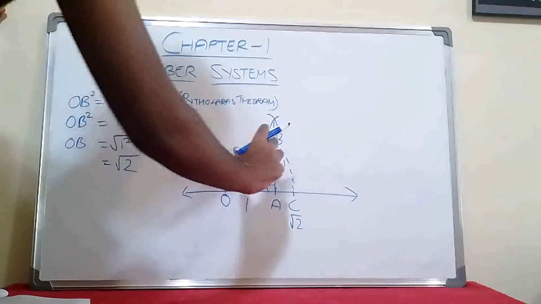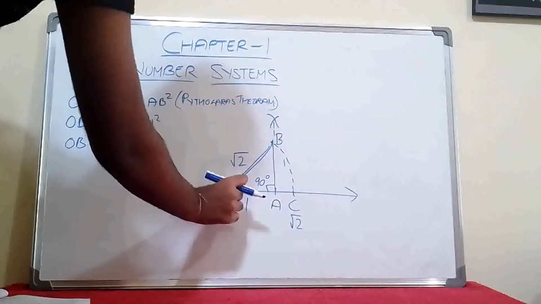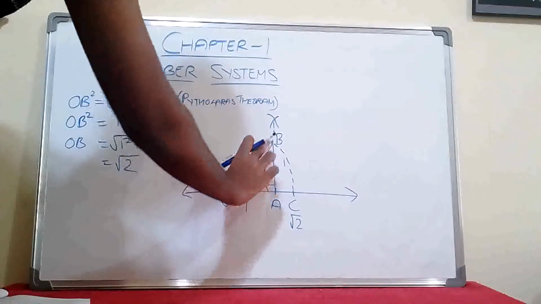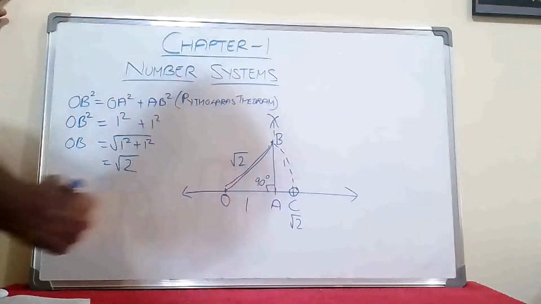This is root 2 units. This is root 2 inch. So you keep your compass needle over here and a pencil over here, and cut an arc over here. And this point is root 2 on the number line.